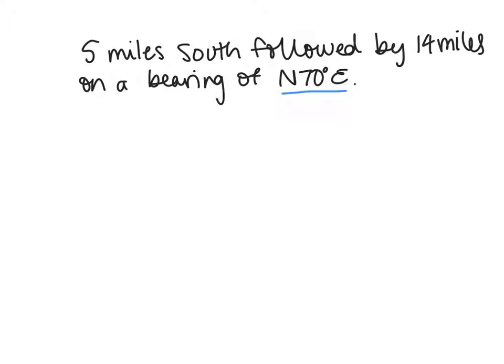So for this problem, it says we're starting with a vector going 5 miles south. So you're given that means due south. So you draw your little compass, north, south, east, west. This 5 miles south means straight south for 5 miles. Now we are followed by 14 miles on a bearing of north 70 degrees east.